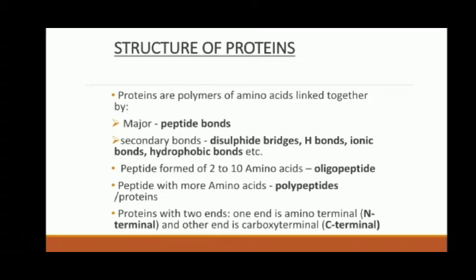So proteins have two ends. One end has an amino group or NH2 group and the other end has a carboxylic group or COOH group. The end which has the amino group or NH2 group is known as the N-terminal end, and the other end which has the carboxylic group or COOH group is known as the C-terminal end.